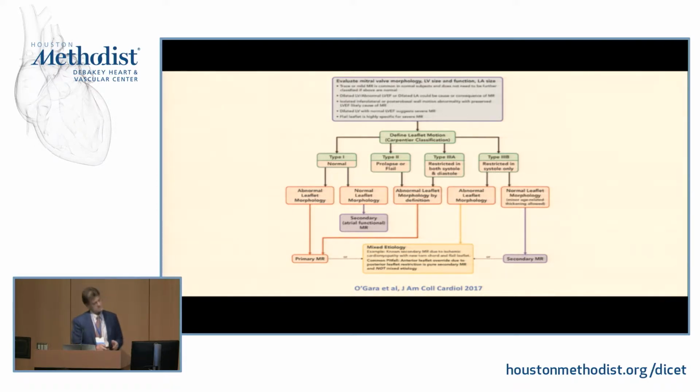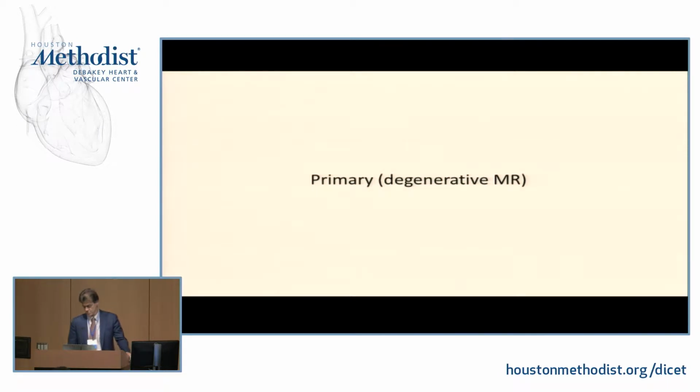Importantly, as you're thinking about this and what you're going to say, if you get the Carpentier class and then you look at the leaflets, normal or abnormal, you can figure out whether they're primary or secondary or mixed. This is a pretty straightforward algorithm, easy to follow, but that needs to go on the echo report. And you need to be thinking about why there's something wrong with the valve.